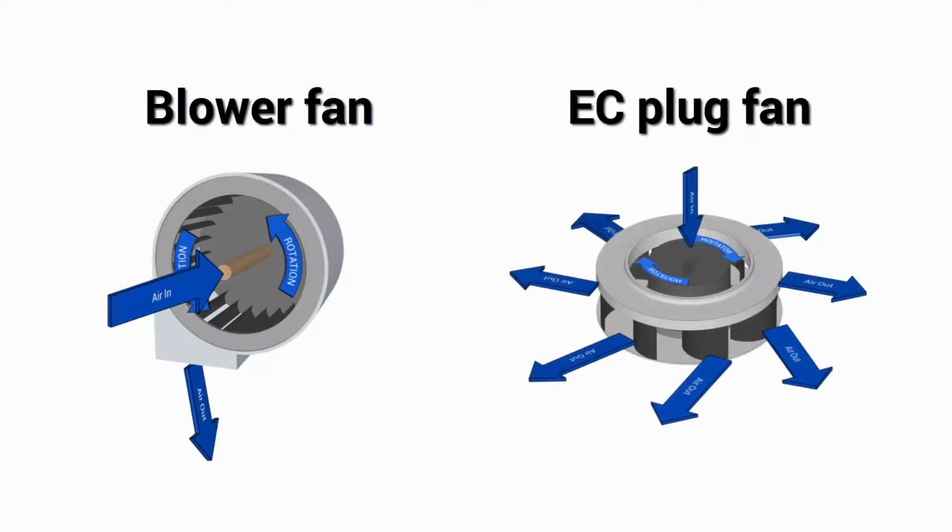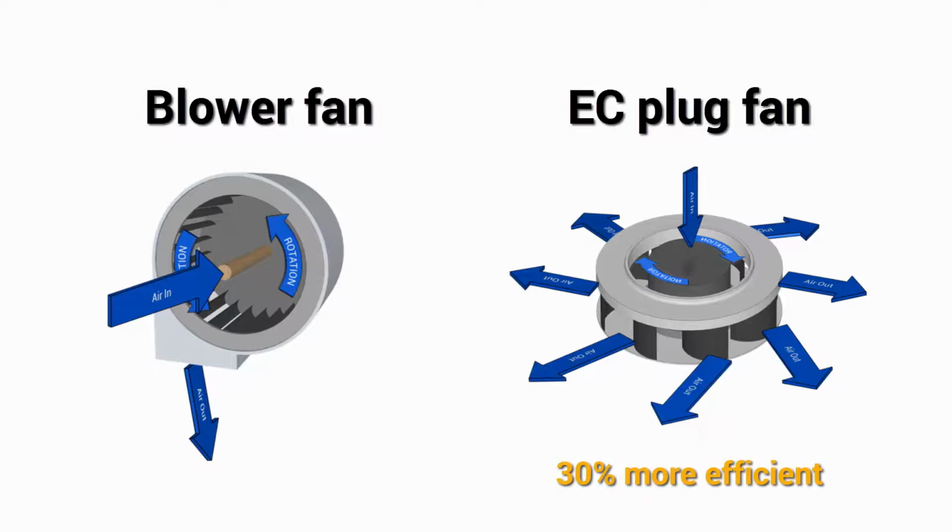First, let's take a close-up look at the fans. Here you can see that in a blower fan the air enters through the side and is driven out downwards by the encased rotating blades. Here is an EC plug fan. For these fans, the air enters through the top and is driven out by the rotating blades in all directions.